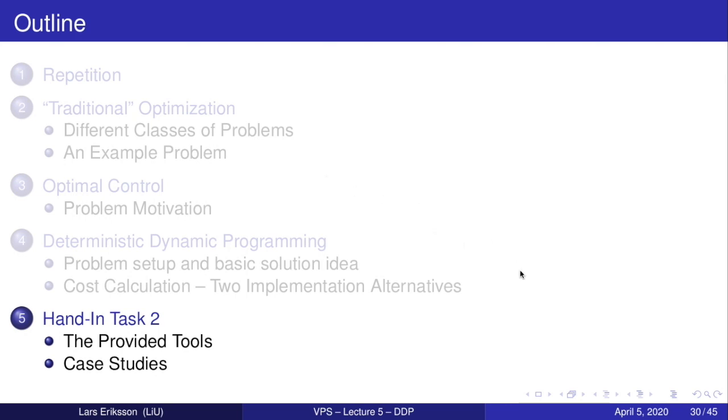And then we jumped into deterministic dynamic programming, where we learned about the discretization method that can be used to solve optimal control problems of low dimension very efficiently. And that's what we will use now in hand-in task number two. We'll go through the provided tools and then we'll look at some case studies.